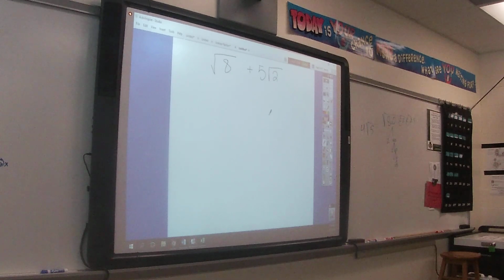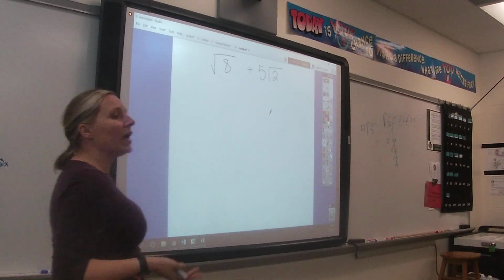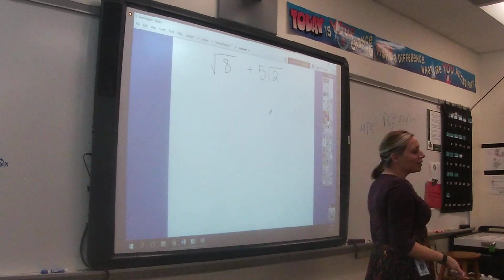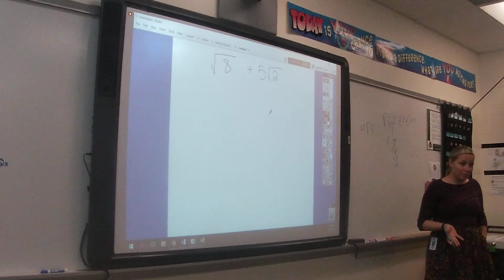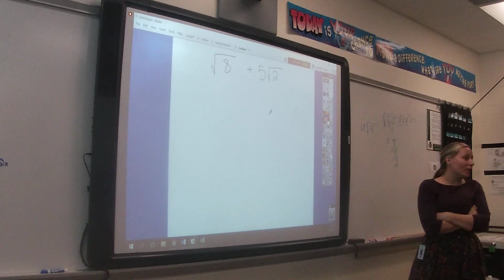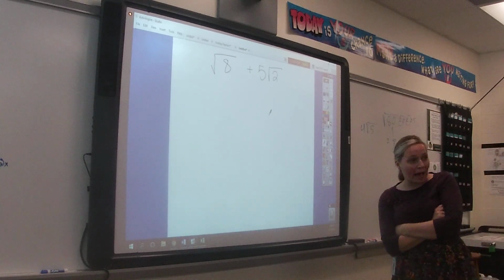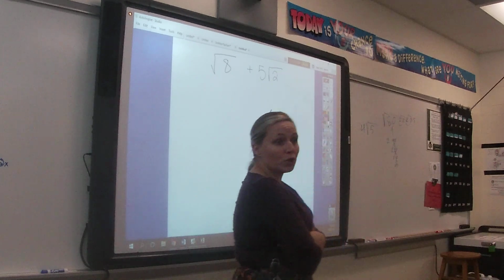These currently do not match. Currently. Because the only way that we should be adding to start with is if they are in simplified form. Just like we said we would never write a fraction of 4/8, we would turn it into 1/2. So the same thing is true for our square roots.